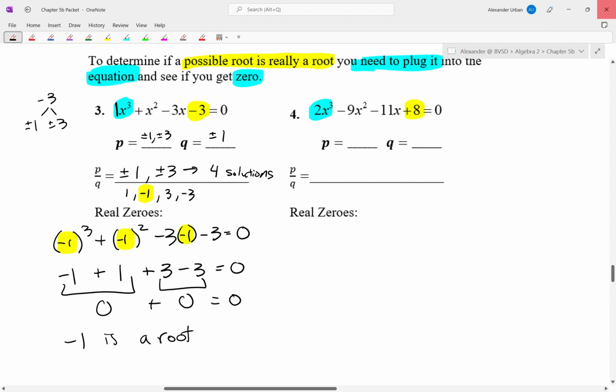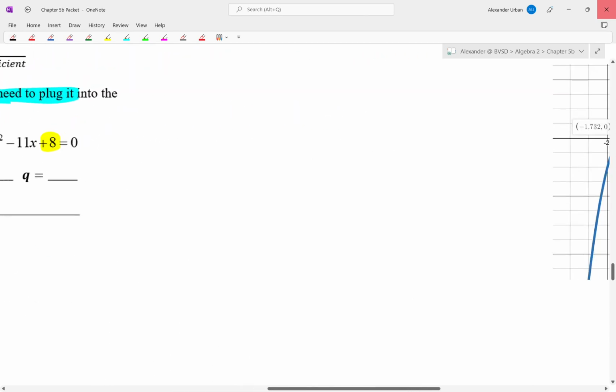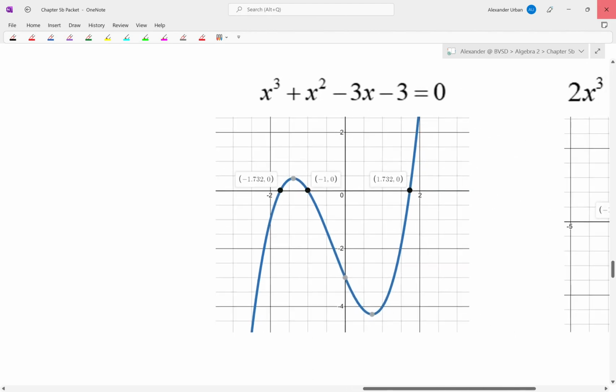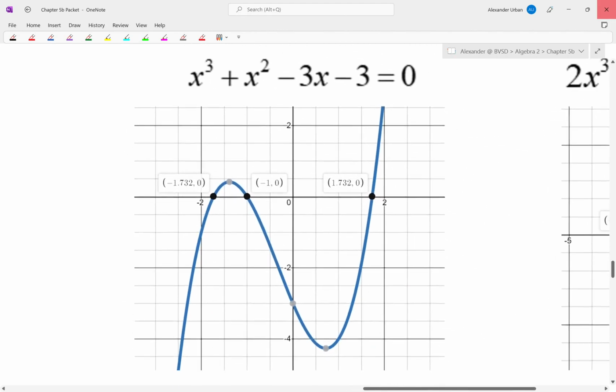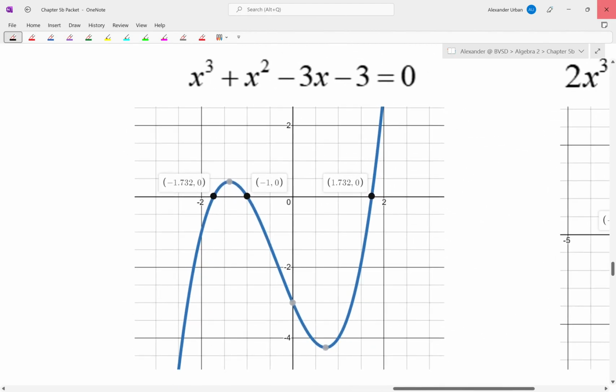We could check this with synthetic division. We could look at the graph, and that's what I'm going to do here. I'm going to take a look and see if any of our other solutions will work quickly. And I'm going to do this by looking at our graph here. And I have this graph, and I looked at it on Desmos. So here is your x cubed plus x squared minus 3x minus 3 is equal to 0. And you can see that -1 is a solution. But I want you to look at the other two.